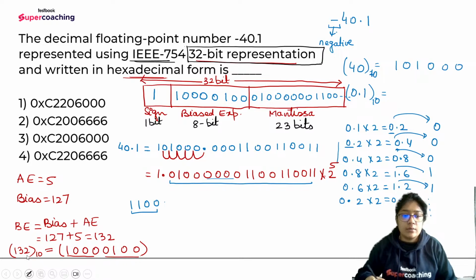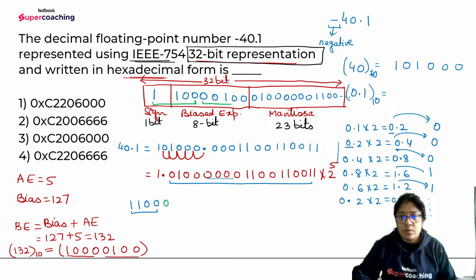Okay, let me write here 4 bits. Then is 0 0 1 0 0. Then we are getting 4 zeros. So this way we are getting the numbers. So you can see here we are getting the number as 1 1 0 0 0 0 1 0 0 0 1 0, then is 0 0 0 0, and so on.